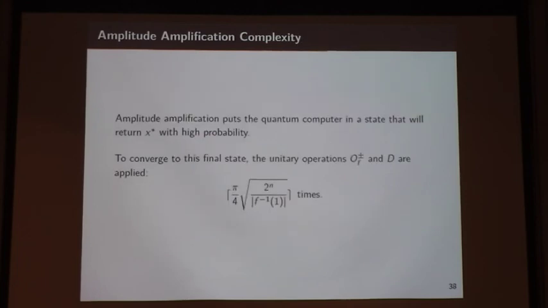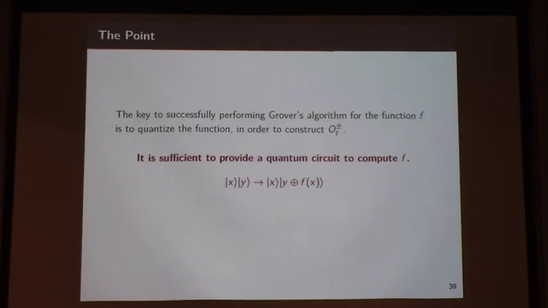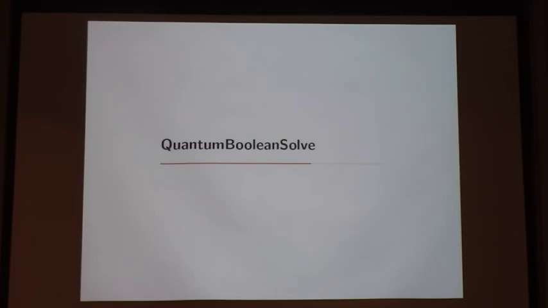The complexity of amplitude amplification is this. This is how many times you need to compute Grover's algorithm. The inverse on the bottom is basically how many x stars you're looking for. In order to perform Grover's algorithm, we need to have a quantum circuit for f. That's what we'll construct, a quantum circuit which checks consistency of Macaulay matrices. And that's what quantum Boolean solve will be.